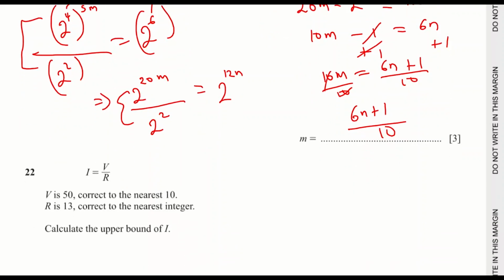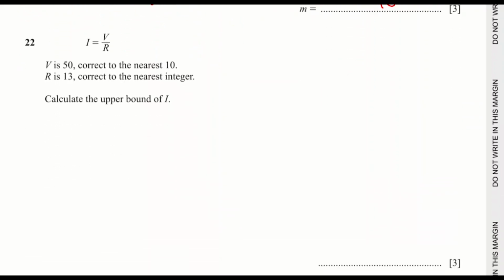So question 22, which is the last one. I equals V over R. As a science student, this is current, voltage, and then resistance. Okay, so V is 50, correct to the nearest 10. Then R is 13, correct to the nearest integer. Calculate the upper bound of I.